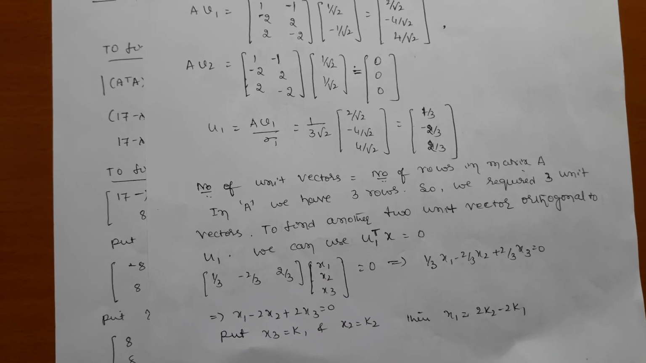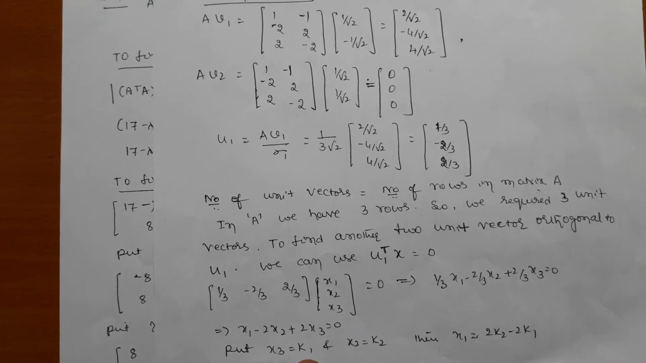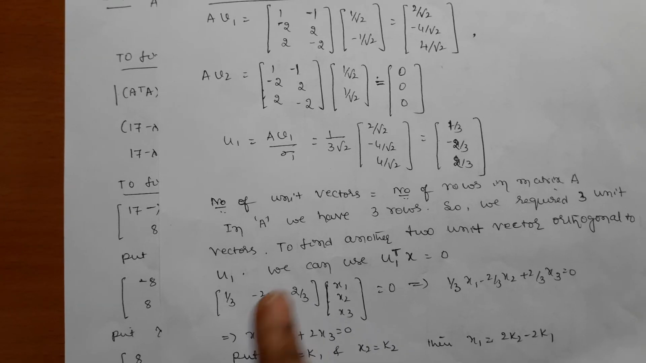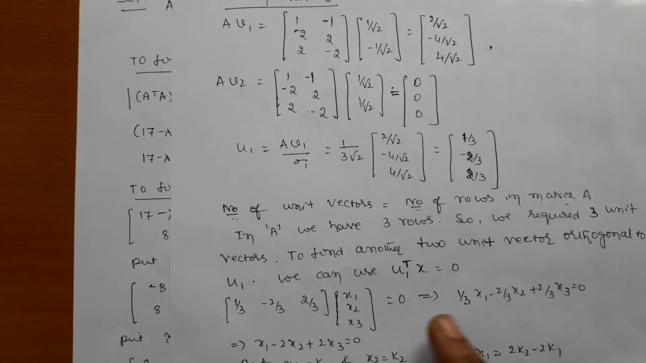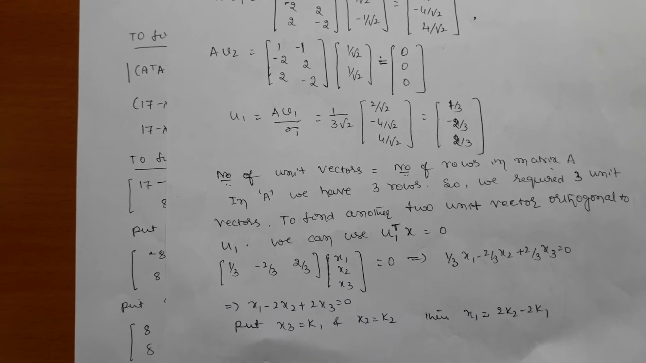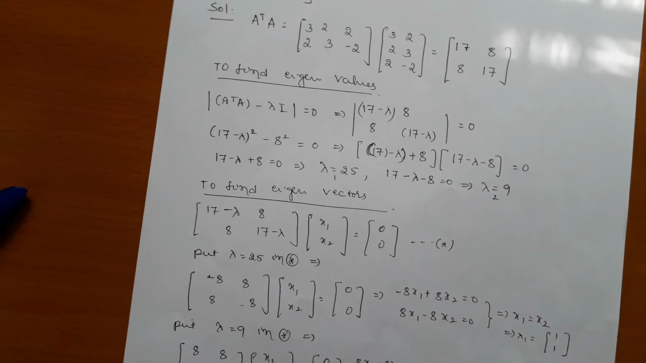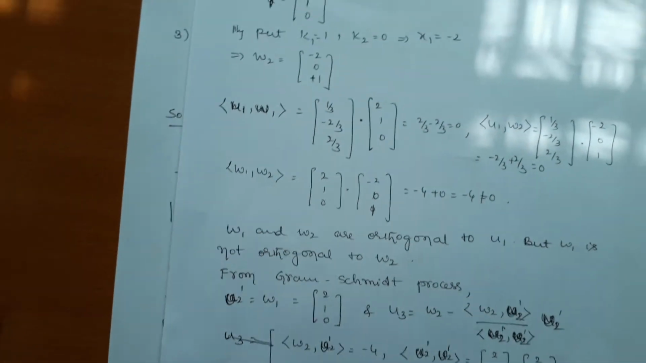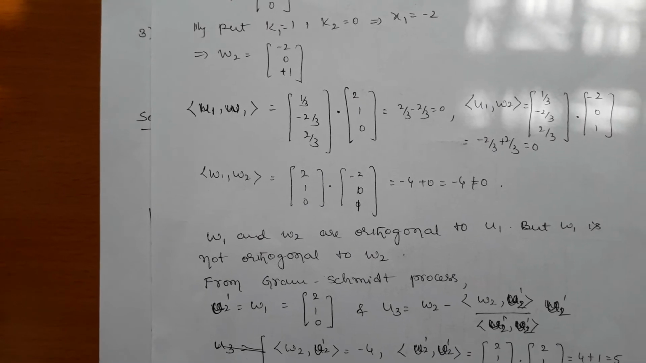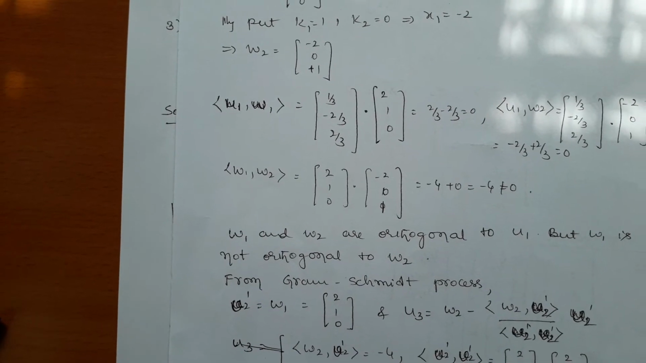To find the other 2 unit vectors using the orthogonal concept, we already know that in constraint optimization, u transpose x, where u is here u1, so u1 transpose x is equal to 0. You take that, and we get an equation in terms of x1, x2, x3, with x1 in terms of x2 and x3. Take x3 as k1 and x2 as k2. Once we get the x1 value in terms of k1 and k2, give some set of values: k1 is 0, k2 is 1, and next k1 is 1 and k2 is 0.